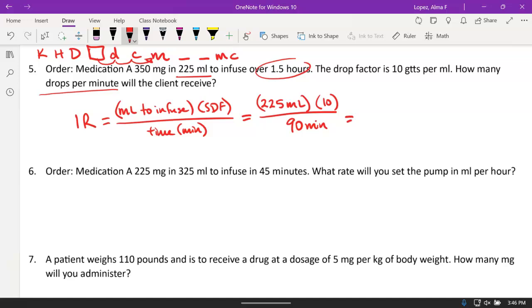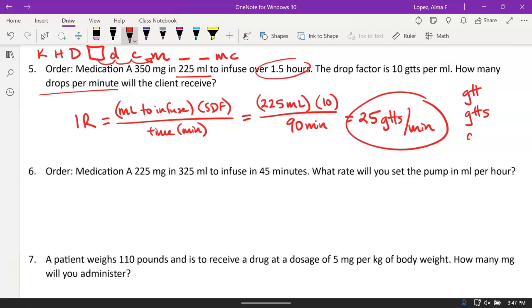The way you put it into your calculator is 225 times 10 divided by 90. And it comes out to 25. And remember, because we were looking for the infusion rate, that is in drops per minute. So remember, drops can be abbreviated as GTT, GTTS, or drop. Any one of those is acceptable.